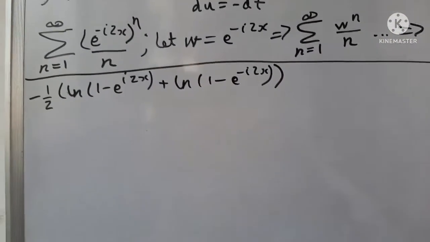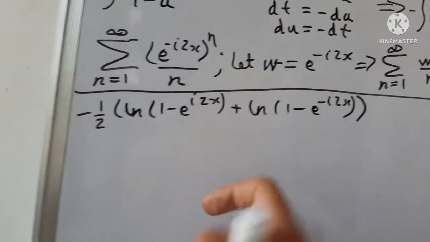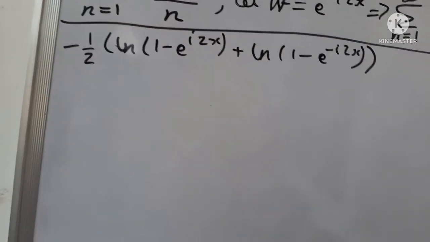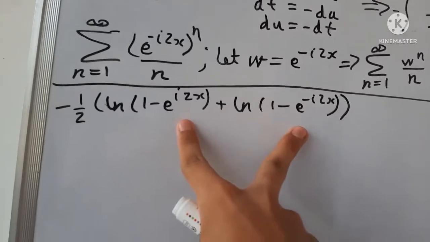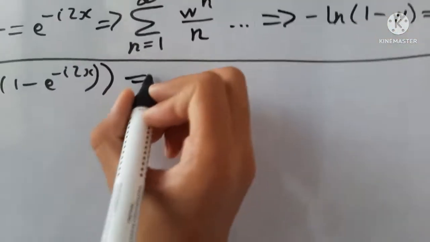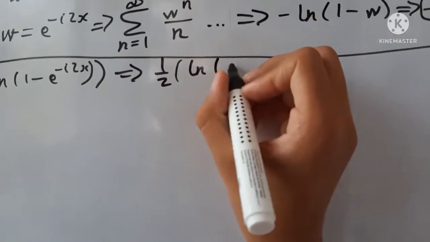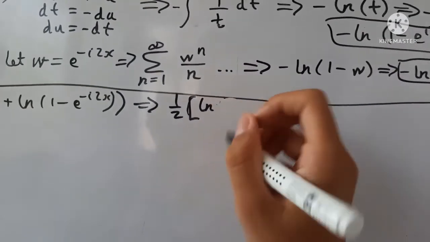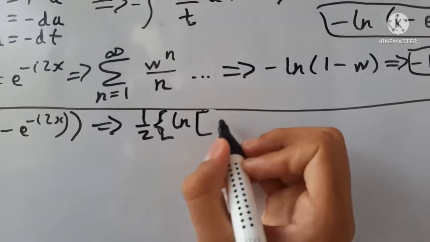Anyways, we've got quite far into this. Now we just have to simplify this expression and we're pretty much done. But it's not that easy to simplify. So first we'll use the properties of logarithms to combine these two logarithms. I'm going to save some space. Half of ln of, I'm going to need bigger brackets now. So bigger brackets, and then the square bracket.